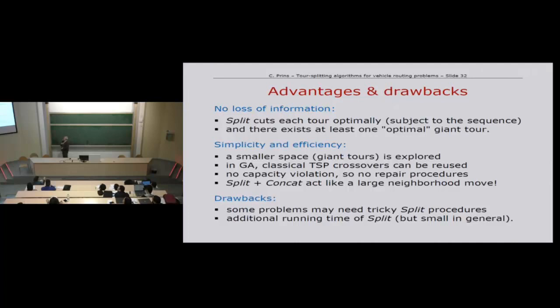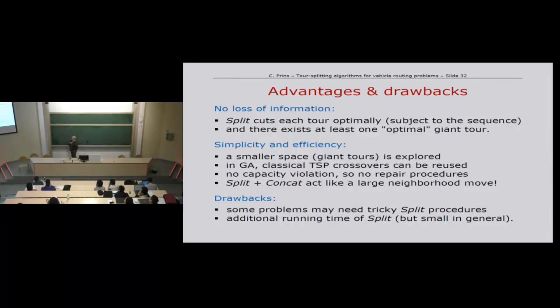Also, if you do a GA based on this principle, you can reuse all the crossovers designed for the TSP. And for the giant tours, no capacity violation is possible, so you don't need repair procedures. In the first genetic algorithm for vehicle routing problems, some crossovers gave routes violating vehicle capacity, so it required repair procedures to transfer some customers to the other routes to correct the overload in the faulty route.